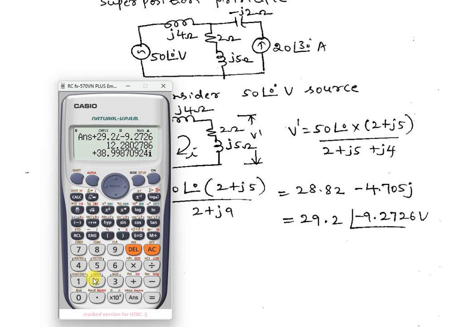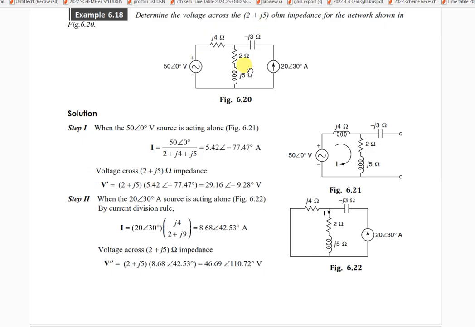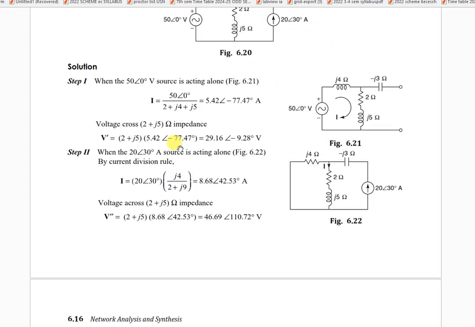If you want, you can see the answer in polar coordinates. So it is 40 at an angle 72. Okay, 40 at an angle 70. Let us verify whether it is correct in the textbook. So find the voltage across 2 plus 5j. You can see I did the same thing.